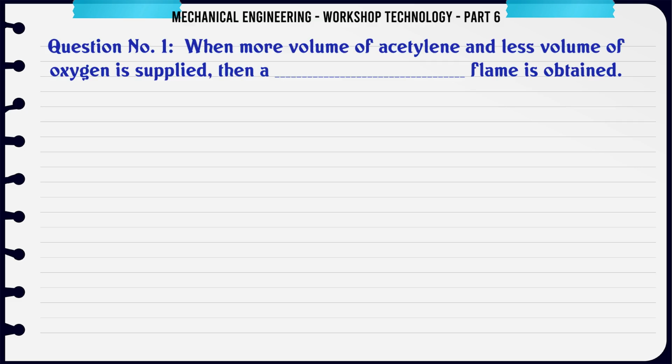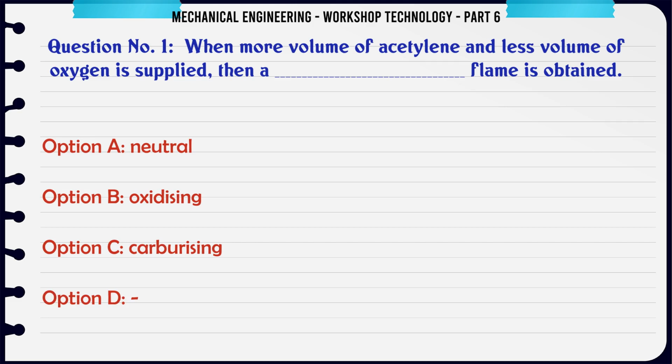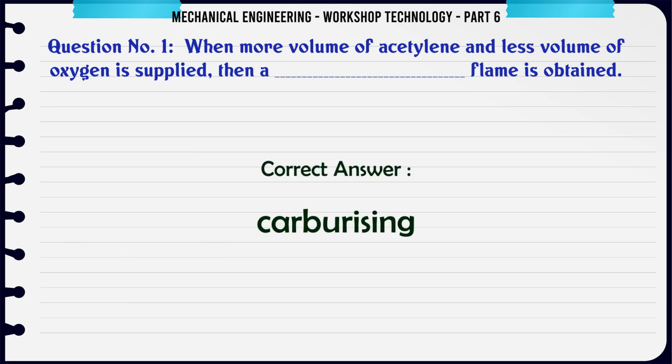When more volume of acetylene and less volume of oxygen is supplied, then a flame is obtained. A. Neutral. B. Oxidizing. C. Carburising. D. The correct answer is carburising.